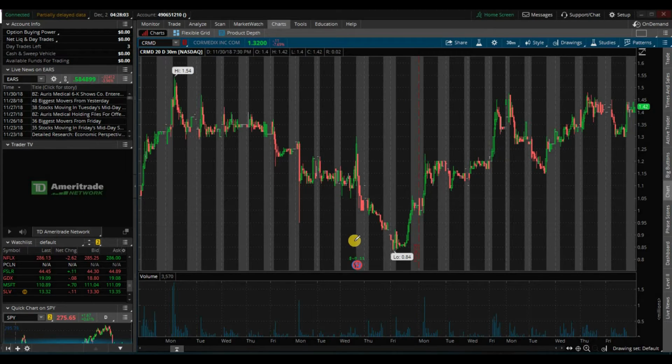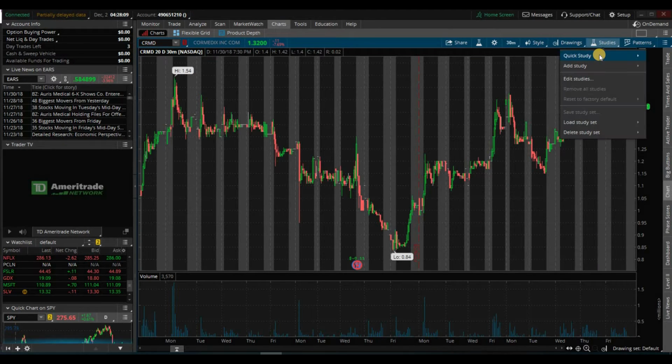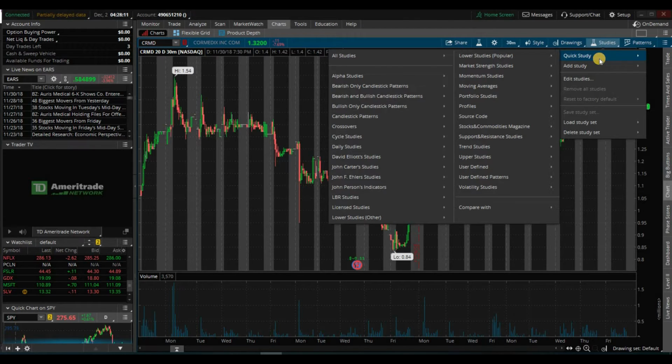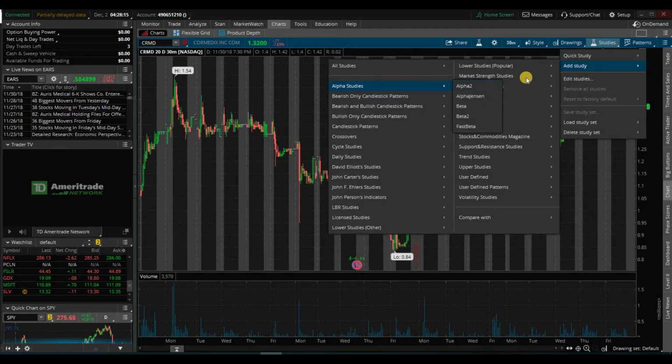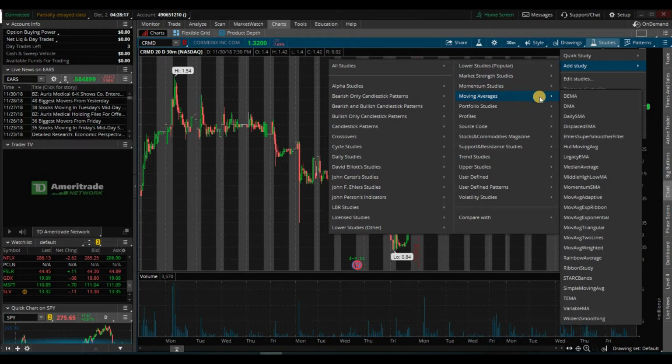So right here, if you go to studies and add study, you go to moving averages, you'll see they have DEMA here. I like to use legacy EMA, so we'll be using legacy EMA.